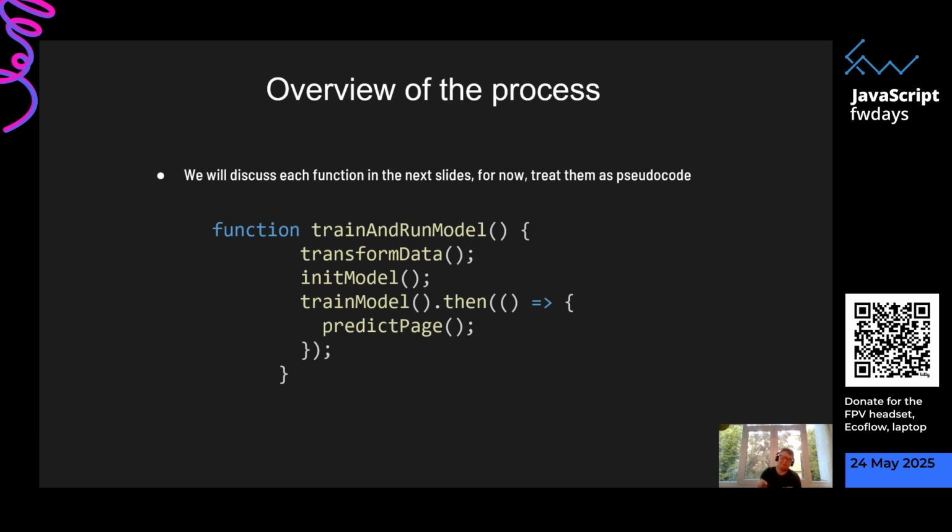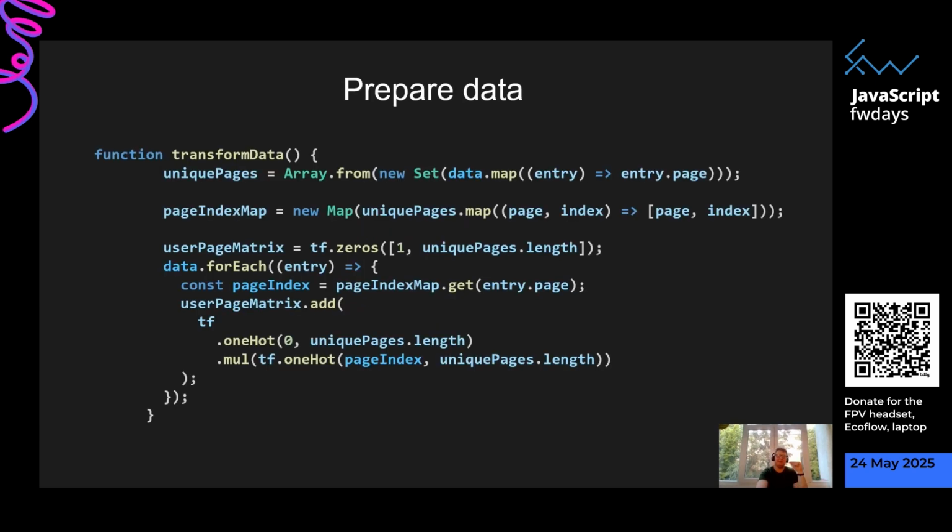We put it into some type of data set. We initiate the model, we train the model, and once the model has been trained, we then predict the next page with the newly trained model. So how do we do this? First, transform the data preparation.